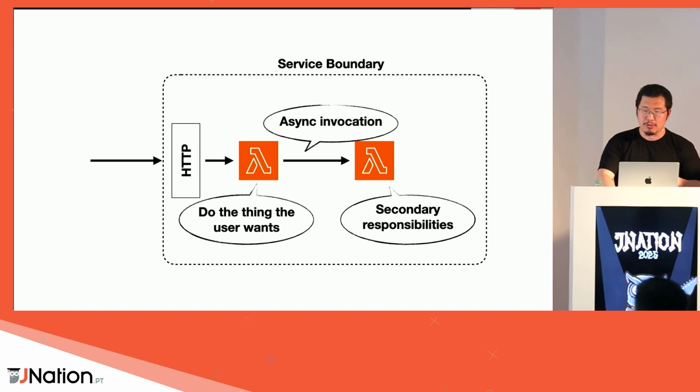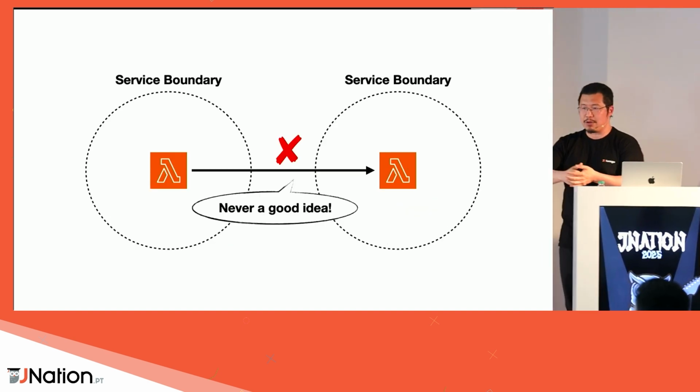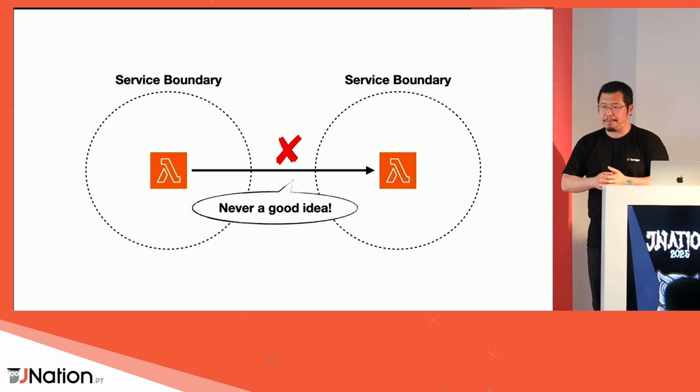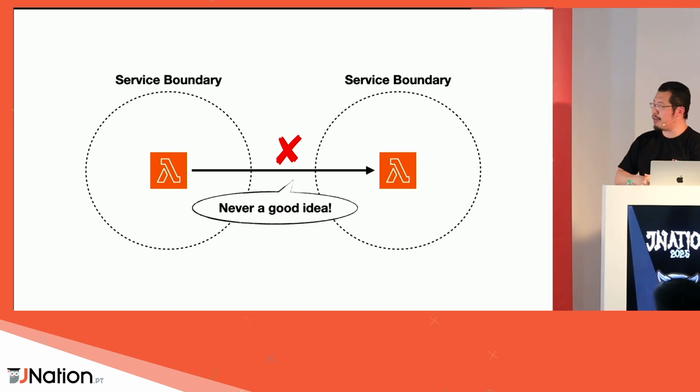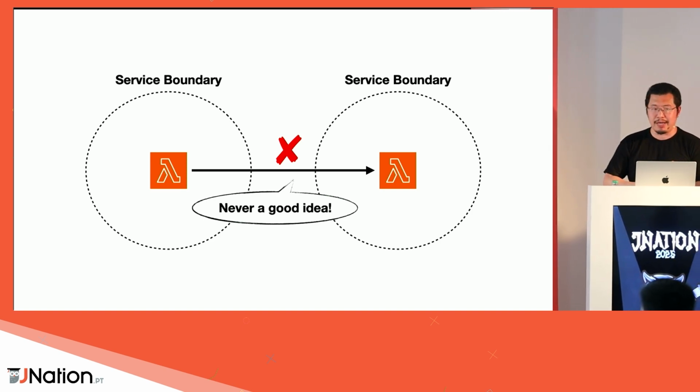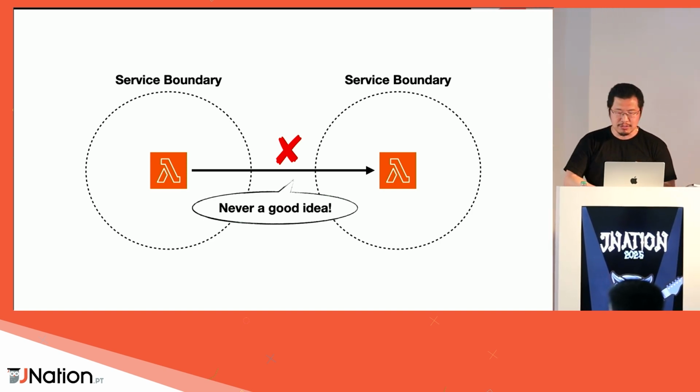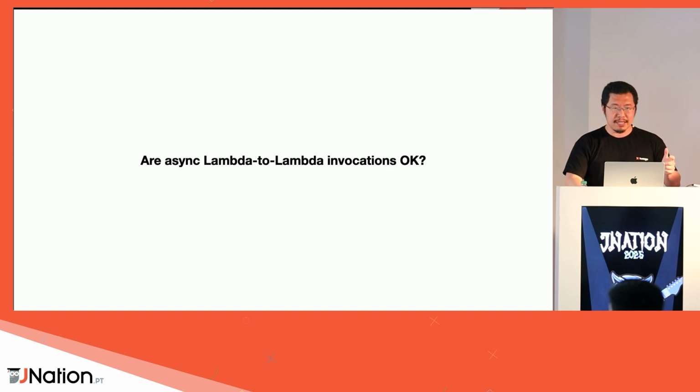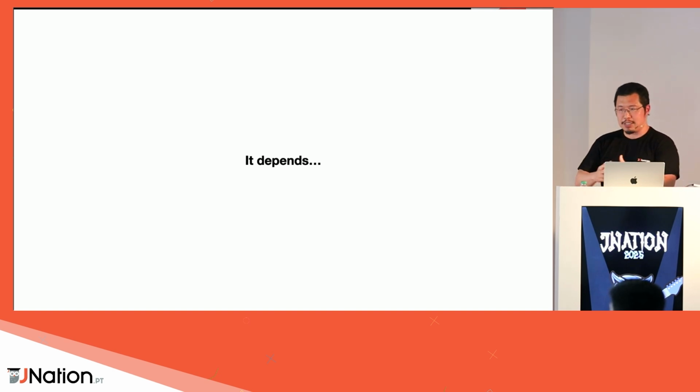So again, you don't want to make these async Lambda-to-Lambda calls across service boundaries, because on the other side, the other service, I shouldn't have to worry about or think about what Lambda function I'm calling or the fact that they're using Lambda functions at all. So as far as async Lambda-to-Lambda invocations are concerned, sometimes they're okay, depending on your specific use case.